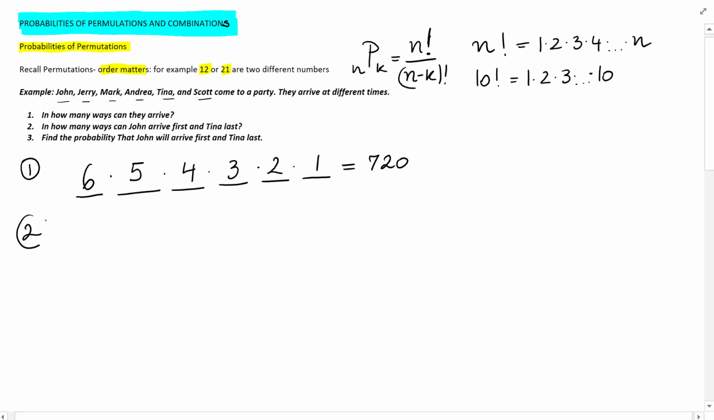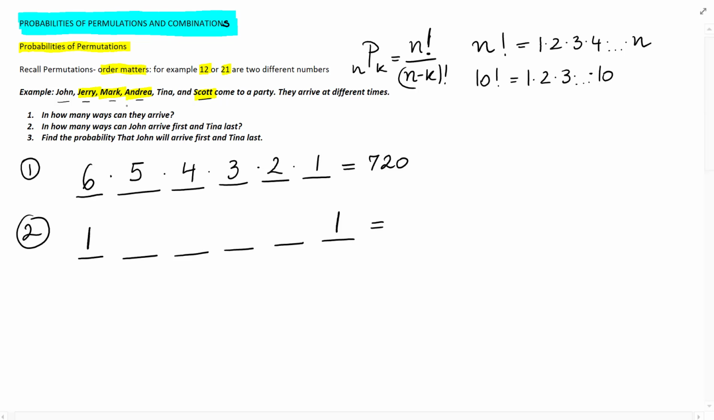Now the second question: in how many ways can John arrive first and Tina last? So for example, John can arrive first. It would be one situation. He comes first and Tina comes last. That's one possibility. Now there are Jerry, Mark, Andrea, and Scott. There are these 4 people that can come to the party.